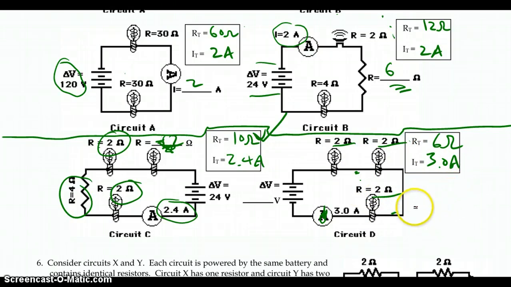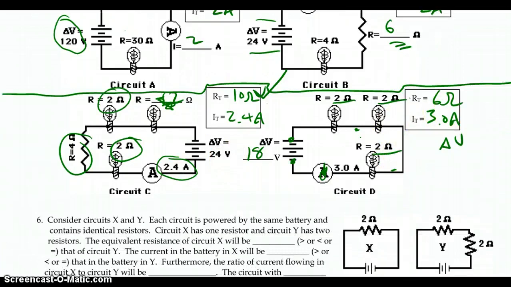Now we want to calculate delta V. So from our triangle, delta V is actually on top. So that means we're going to want to multiply the other two quantities. So 6 times 3 is going to give us a total potential difference between the positive and the negative terminal of 18 volts. And that's it. So that's how you would analyze a series circuit.